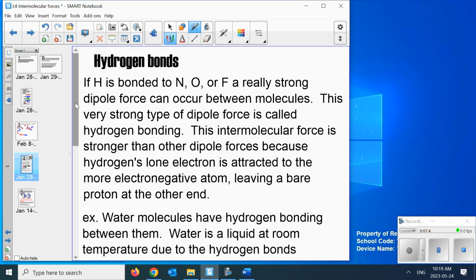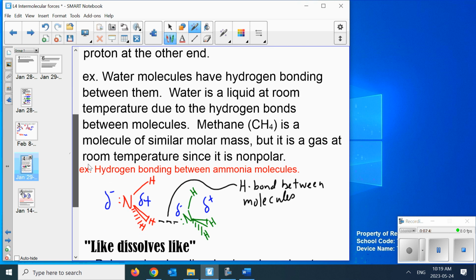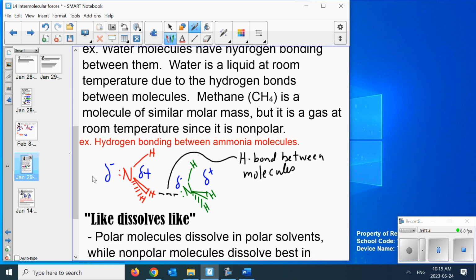So the example, as I mentioned, is water molecules. They have hydrogen bonding between them. Water is a liquid at room temperature due to the hydrogen bonds between molecules. For example, methane has similar mass, but it's a gas at room temperature. It's not polar, so it doesn't have something that holds the molecules together as tightly. So that gives water some of its peculiar properties too. So I've got hydrogen bonding there.